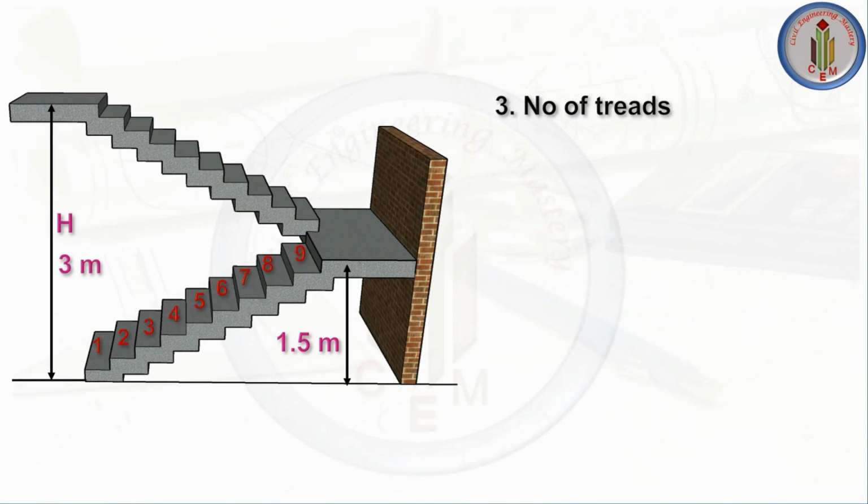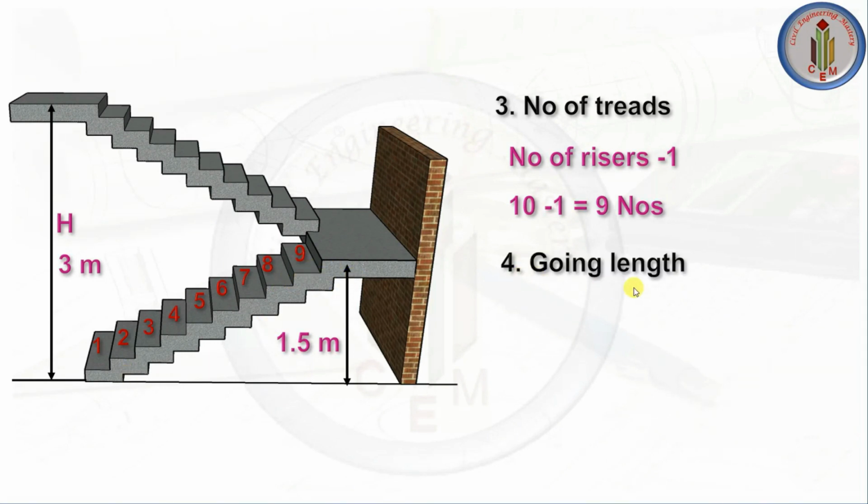Next one is number of treads. Number of treads is equal to number of risers minus 1. Tread is this horizontal component. So we have 10 risers minus 1, which is 9. You can count here: 1, 2, 3, 4, 5, 6, 7, 8, 9. We have 9 treads per flight.